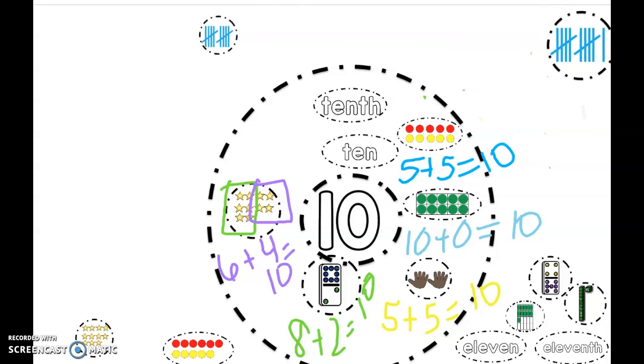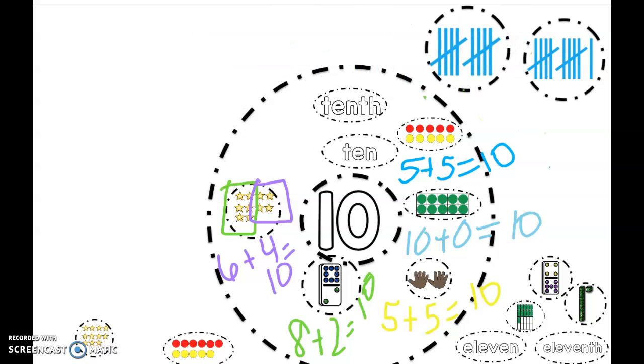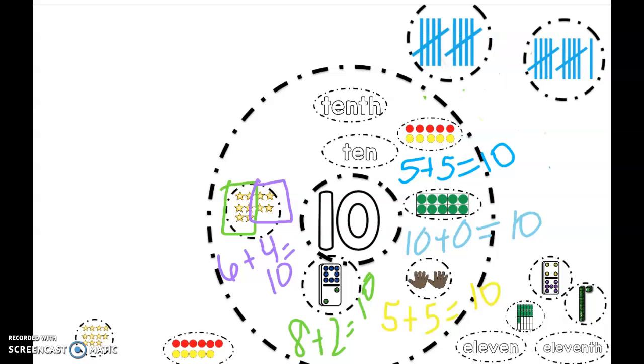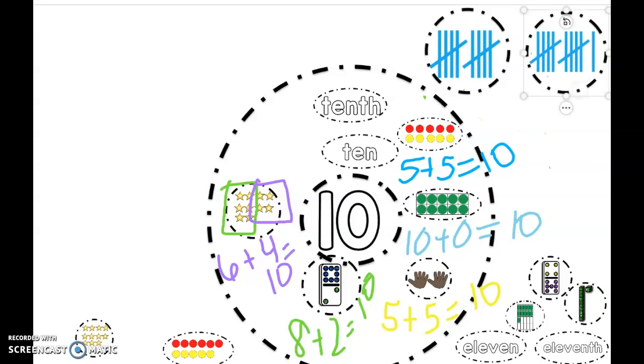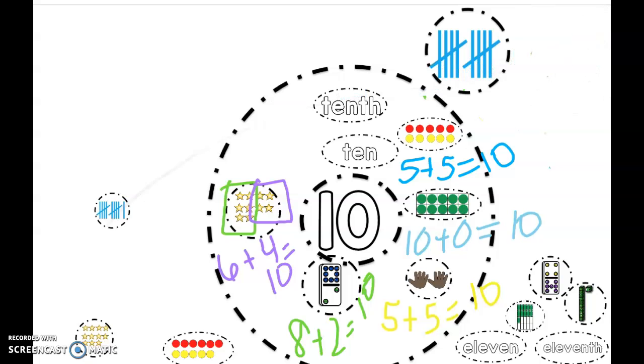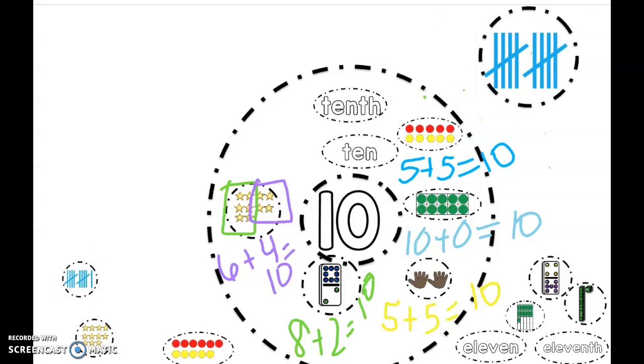Alright, tally marks. Let's see if we can figure out which one has just 10. Do you think it's the one on the left, right here? Or do you think it's the one on the right here? Which one has only 10? If you said the one on the left, you're right. And the way I knew is it already has a diagonal line right here. So I know that's 5. And another diagonal line is another 5.